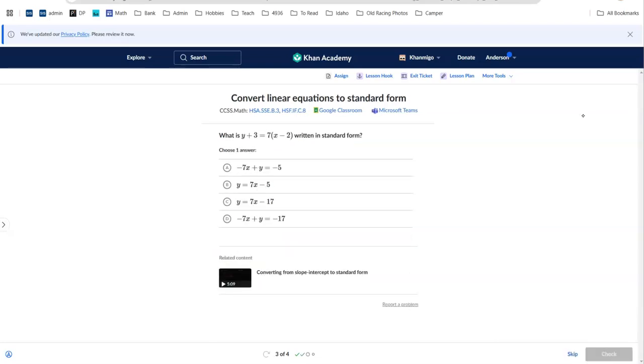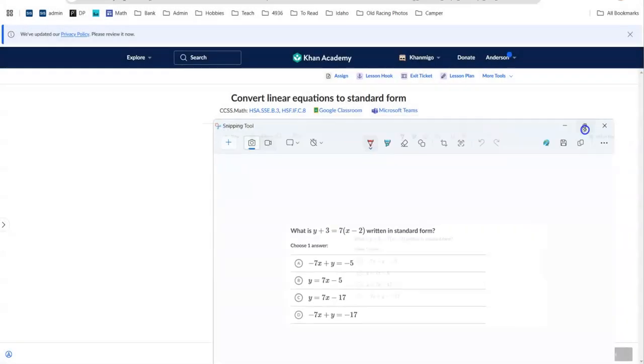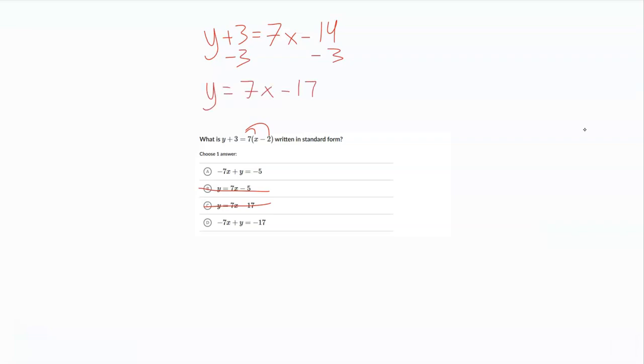Okay, just like the first one. So just looking at multiple choice questions, this is really good for standardized tests. We can see that this one's in slope-intercept and slope-intercept. So it's either A or C. First thing, got to distribute that. So we get y plus 3 equals 7x minus 14. Move this 3 over by subtracting 3 on both sides. So y equals 7x minus 17.